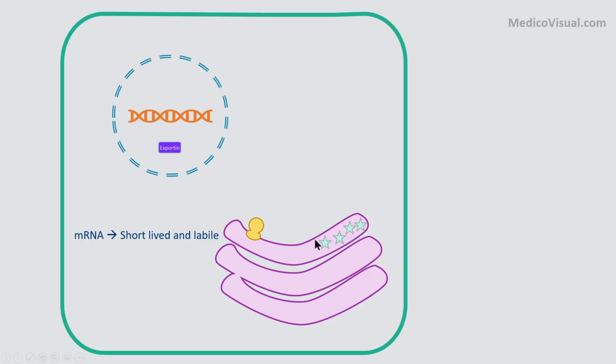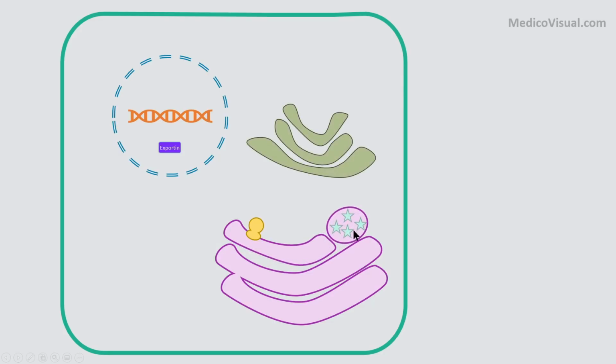Now what will happen to these proteins? A part of this rough endoplasmic reticulum will bud off and go to the Golgi apparatus, and then the Golgi apparatus will pack these proteins and throw them outside the cell through the process of exocytosis. These proteins may be used within the cell as well.